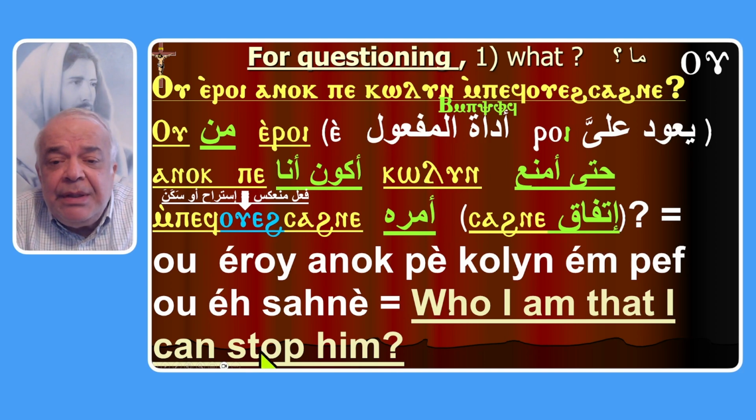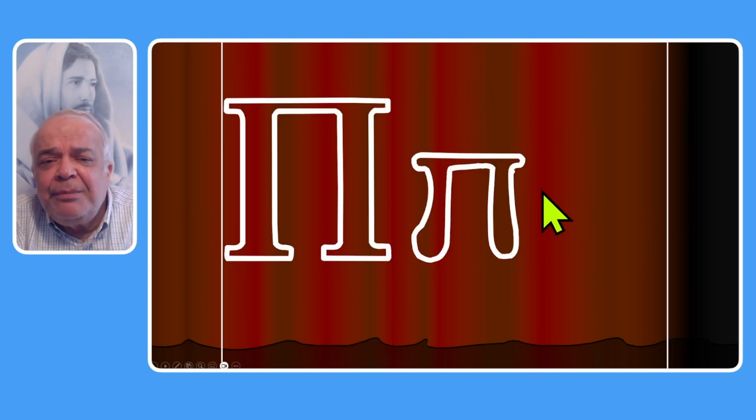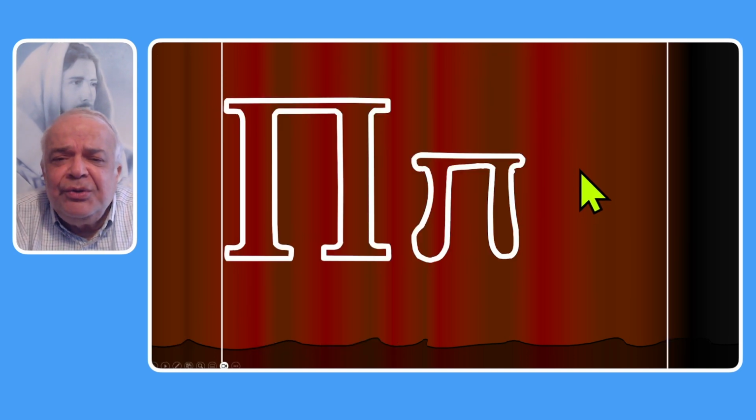So, O Epsilon, who, eroi, anok be, I am, calling that I can stop his preferred decision. That's a proper translation. With this, I finish my lecture today about the O Epsilon. And next lecture, number 18, I'll discuss to you the letter P, which looks like a table.